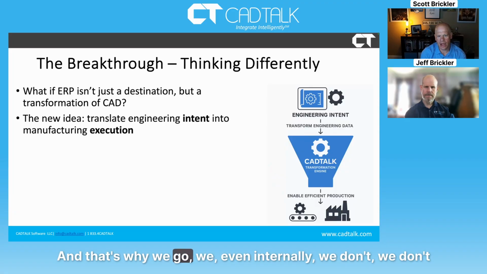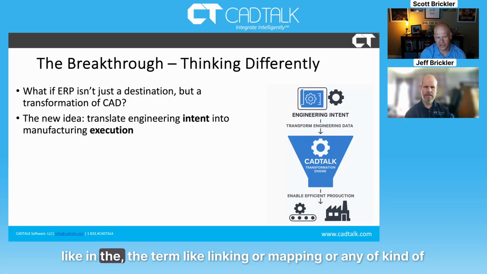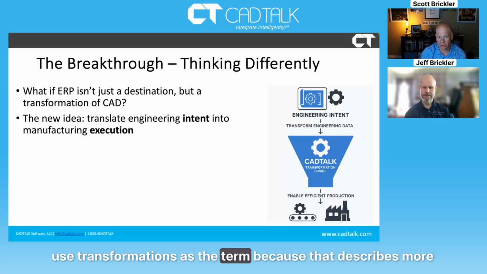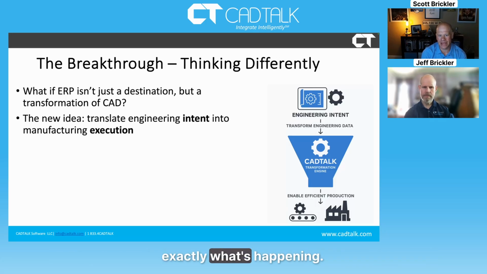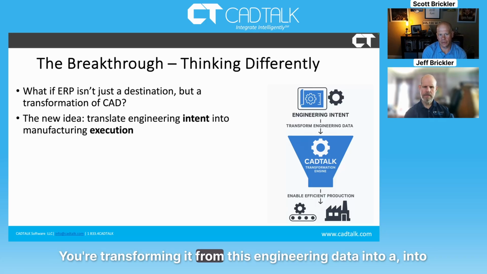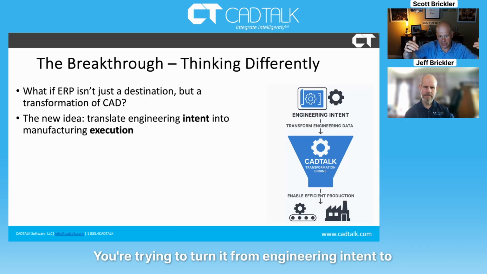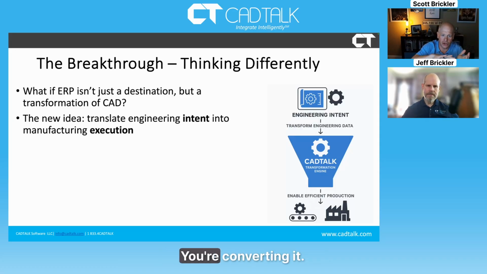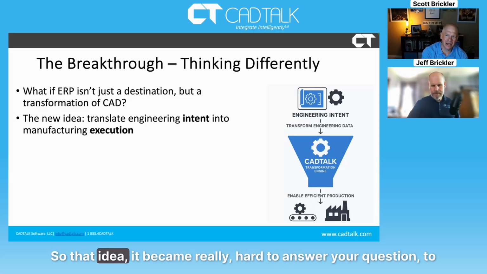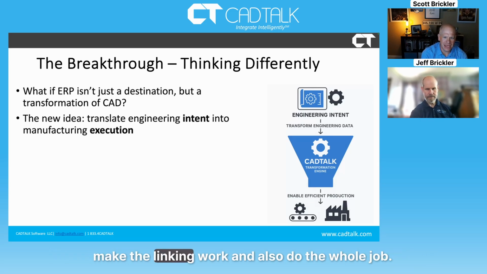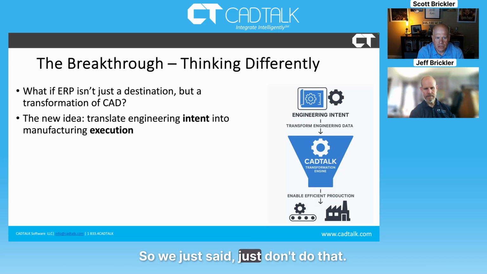That's why internally we don't even like using the term linking or mapping or any of that. We use transformation as the term because that describes more exactly what's happening. You're transforming it from engineering data to enable production. You're trying to turn it from engineering intent to manufacturing execution. You're converting it. So it became really, really hard to make the linking work and also do the whole job. So we just said, don't do that.